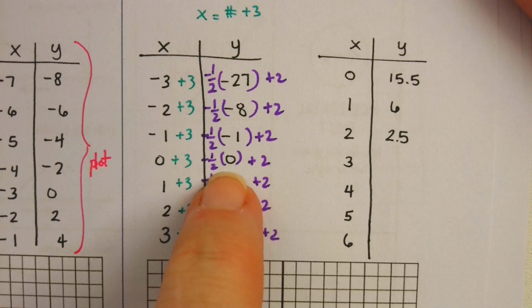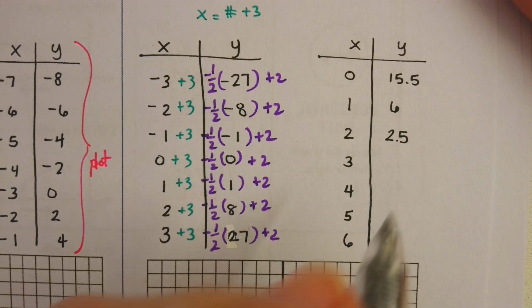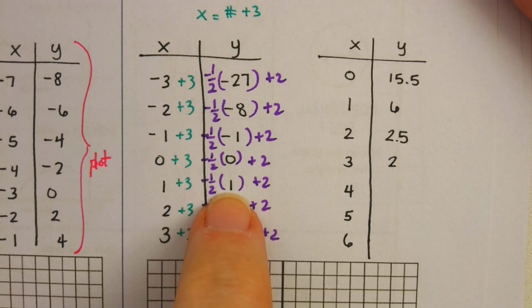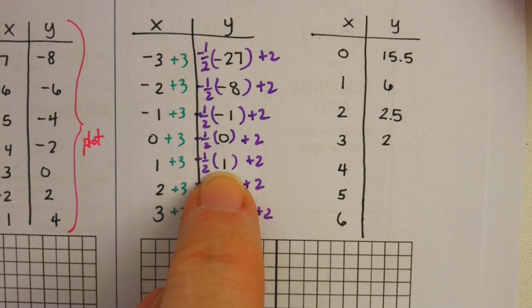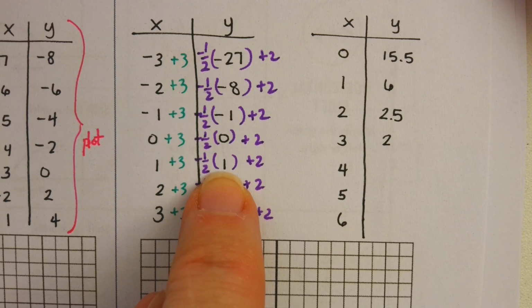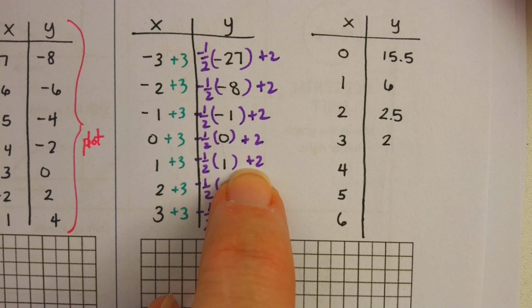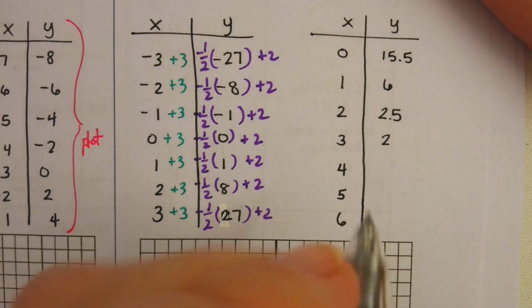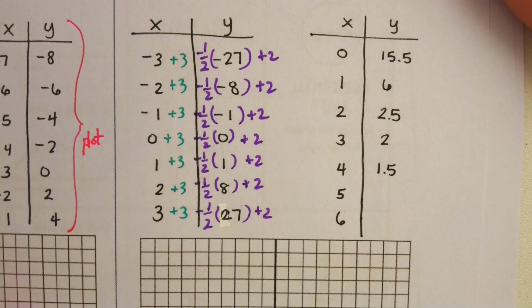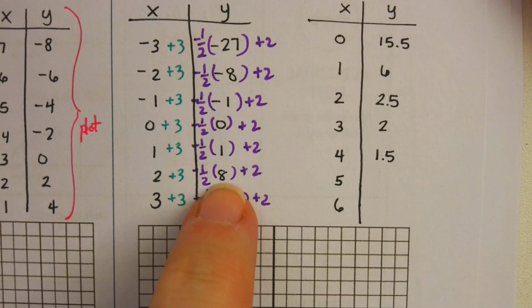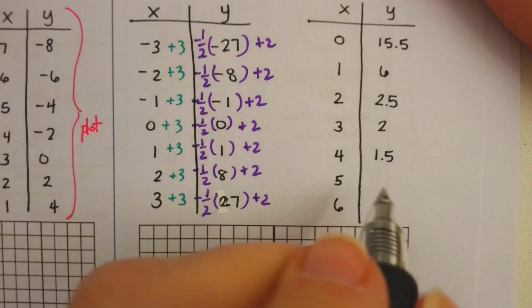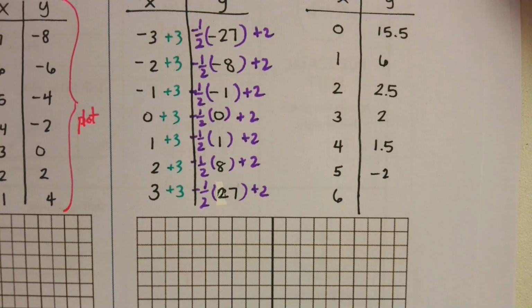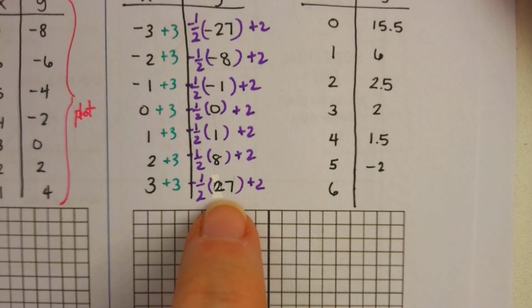Okay, -1/2 of 0 is 0, and then plus 2 is 2. -1/2 and 1, well, that's -0.5. What's -0.5 plus 2? 1.5. Good job, Reba, 1.5. Okay, -1/2 of 8 would be -4. And what's -4 plus 2? -2. Look at us. What doesn't kill us makes us stronger. Our brains are so strong right now.